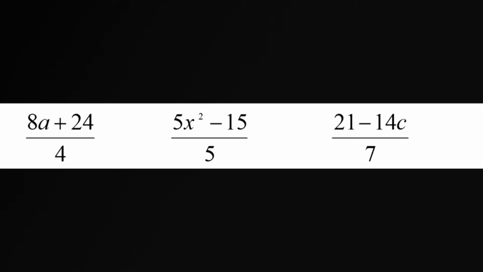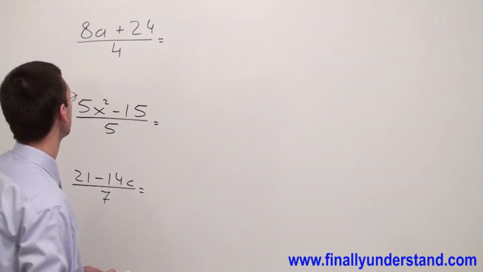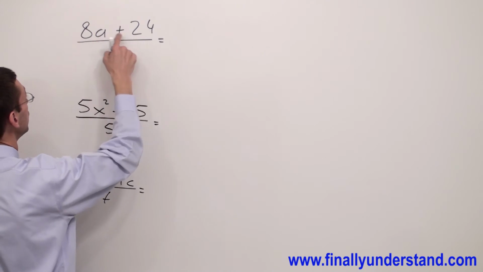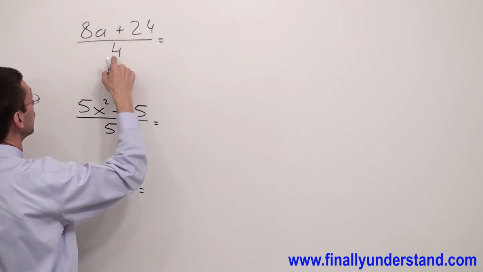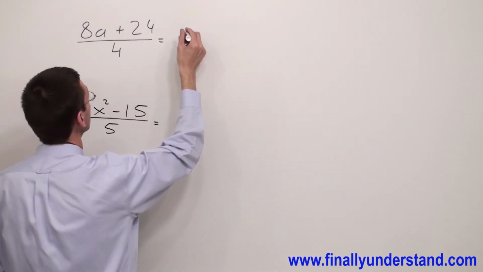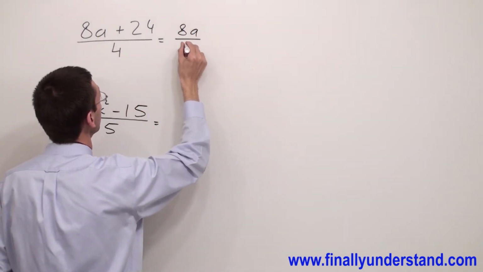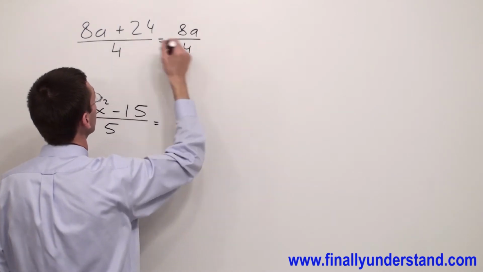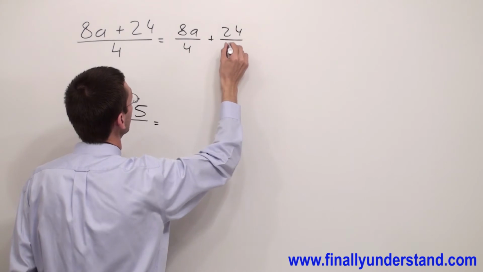Let's take a look at these three examples. This time we are going to divide binomial by monomial. In other words, we're supposed to divide every single term of this binomial by 4. So I have 8a, I have to divide by 4, I have to keep the sign, plus 24 divided by 4.